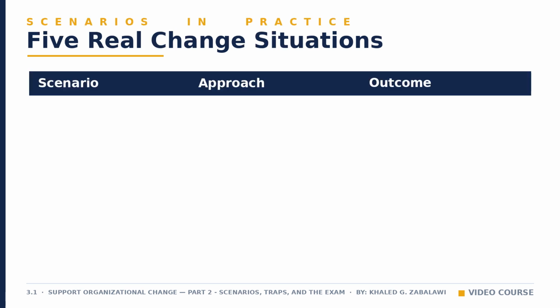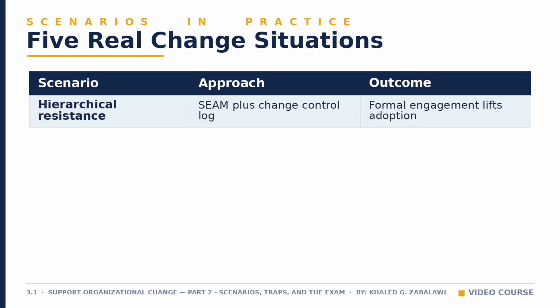These 5 situations show the same principles applied across predictive, agile, and hybrid delivery. A government agency rolling out compliance software faces skeptical department heads and a history of resisting change. The project manager maps engagement with the stakeholder matrix, documents updates formally, and secures written executive sponsorship. Resistance drops and adoption follows.